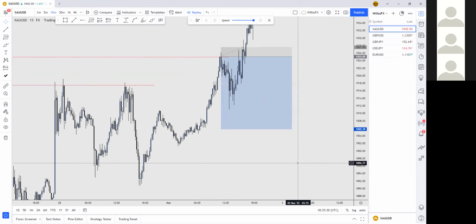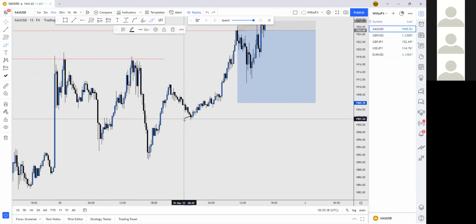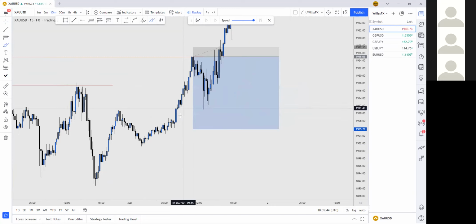So if we actually look clearly here, what can we see? Okay, this has been tested. We've got the 3 taps. Okay, we've gone to the upside. That's been taken. We got this one here, 3 taps. Order block has been tested straight away. It's been taken. But look at this here. Got another one here. It's been taken straight away.